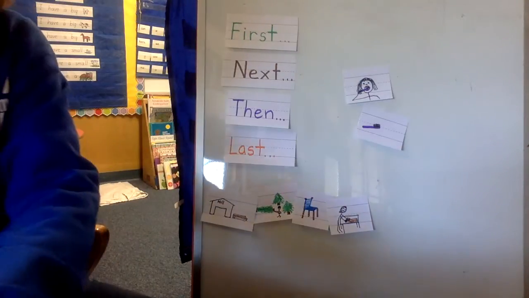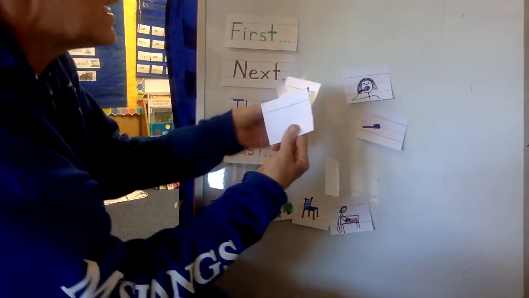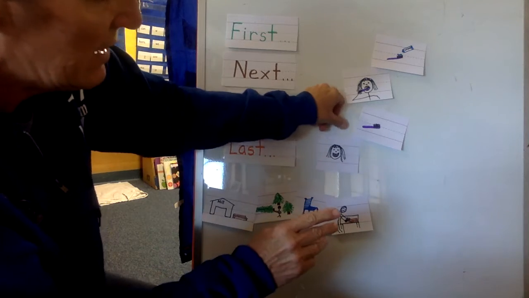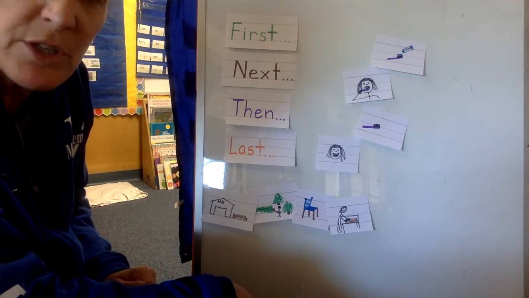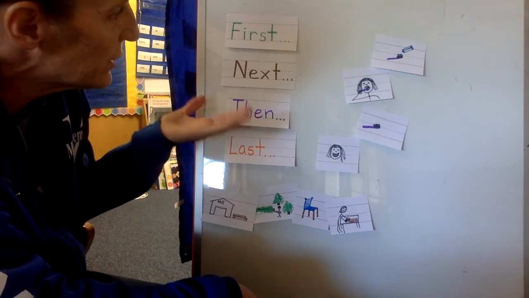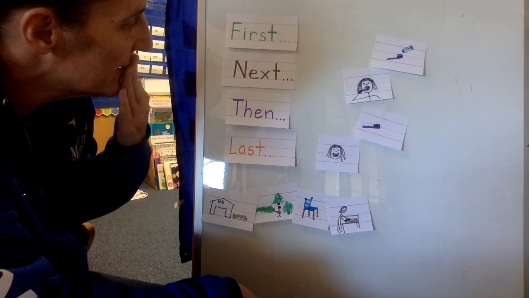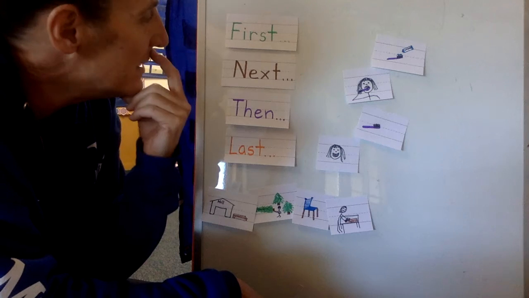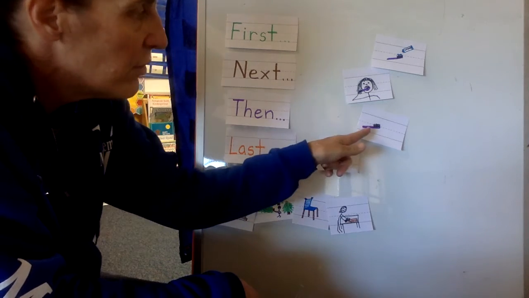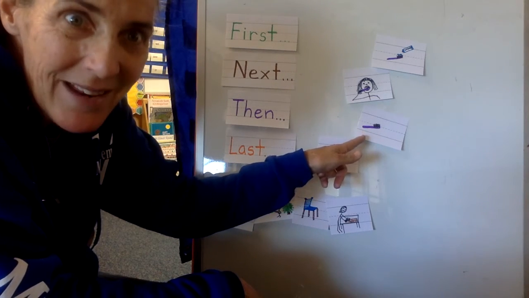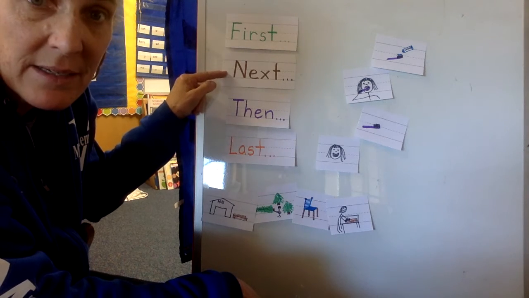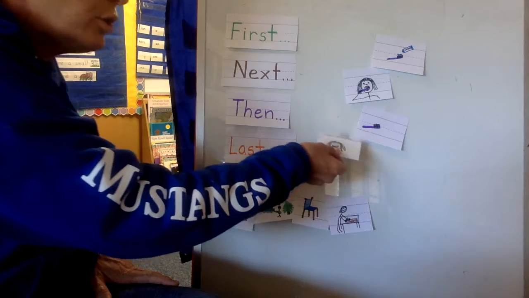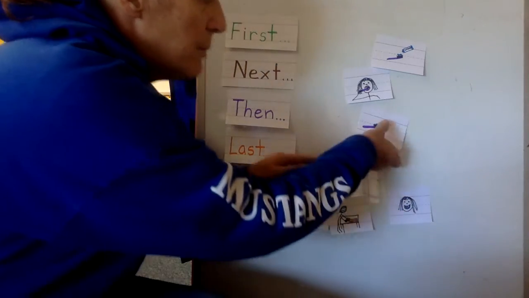Let me show you some of the pictures I have for brushing your teeth. Look at these pictures right here. Do you see those 4 pictures? Which one would go first? First you smile? No, that's probably at the end. First you get your toothbrush, right? What would be next? What would be then? What would be last?